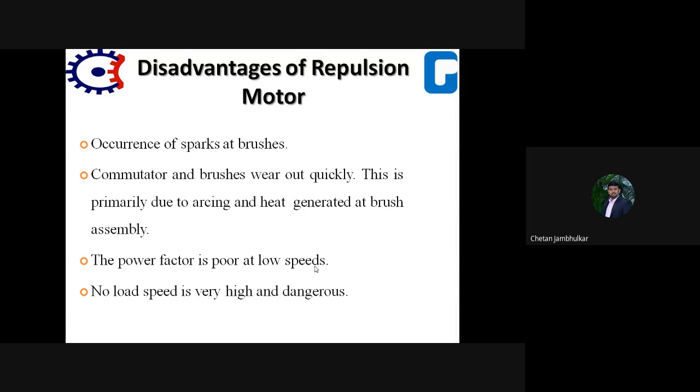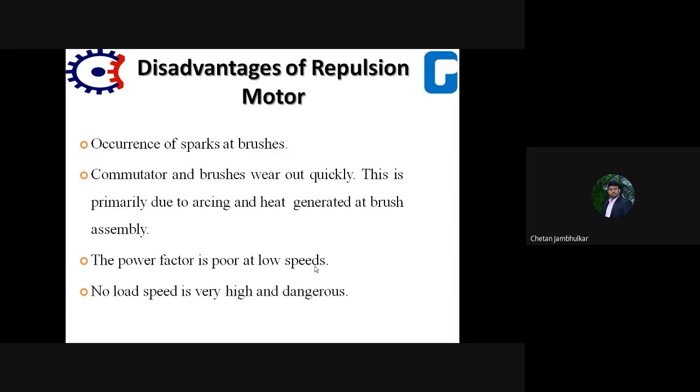And the disadvantage of the repulsion motor is the occurrence of sparks at the brushes. It sparks at the brushes, and the commutator and brushes wear out quickly. So the commutator and brushes are damaged during operation. This is the disadvantage of the repulsion motor, primarily due to the arcing and heating generated at the brush assembly.